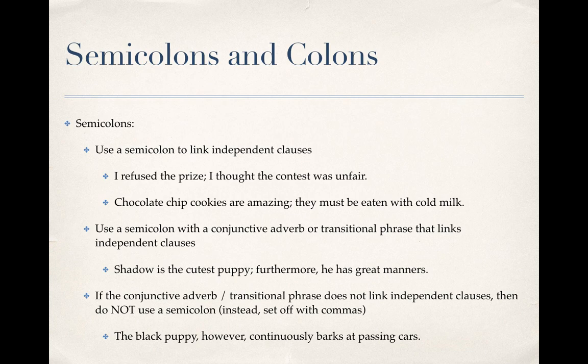So I hope you can see the difference between the sentence about Shadow, Shadow is the cutest puppy; furthermore, he has great manners. That word furthermore is between two independent clauses, whereas in the sentence at the bottom of the screen, the black puppy, well, that's not an independent clause, nor is continuously barks at passing cars. We just use the however there to show contrast in the sentence. So in that case, you just set it off with commas. You don't use a semicolon.